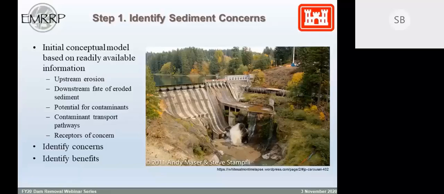If there's potential concern for contaminants, then we also want to identify contaminant transport pathways and receptors of concern. Available information at this point might include things like observations from a site visit, aerial photographs, or topographic maps. And it's also important to have discussion with stakeholders at this point so they can help identify sediment concerns.